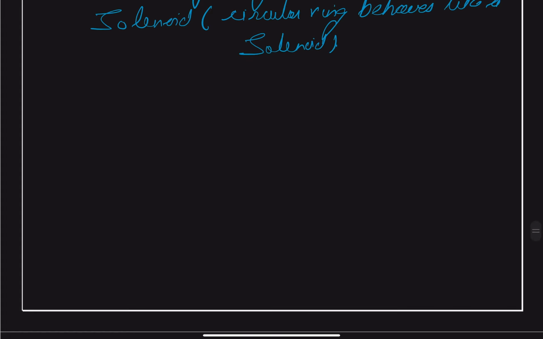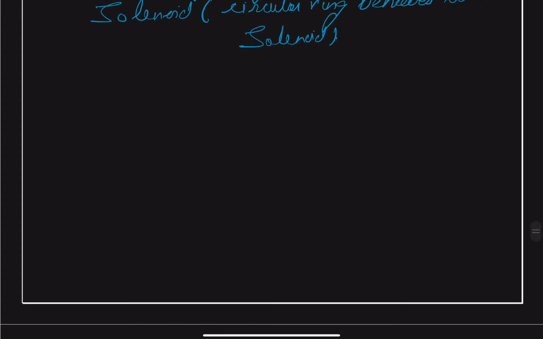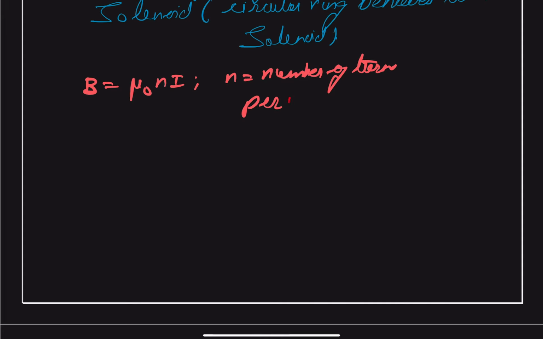Therefore, we can write that our B is equal to mu naught n times I. Here mu naught is the permeability of free space and n is our number of turns per unit length, which can be written as n prime divided by L.